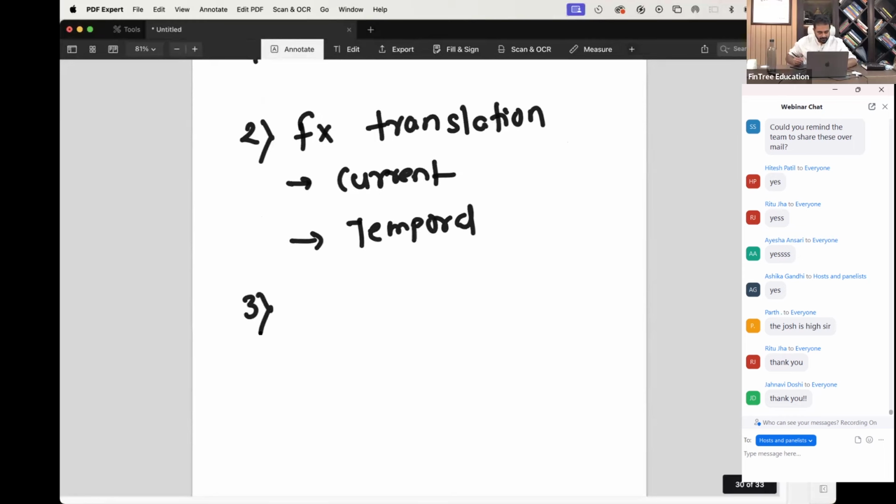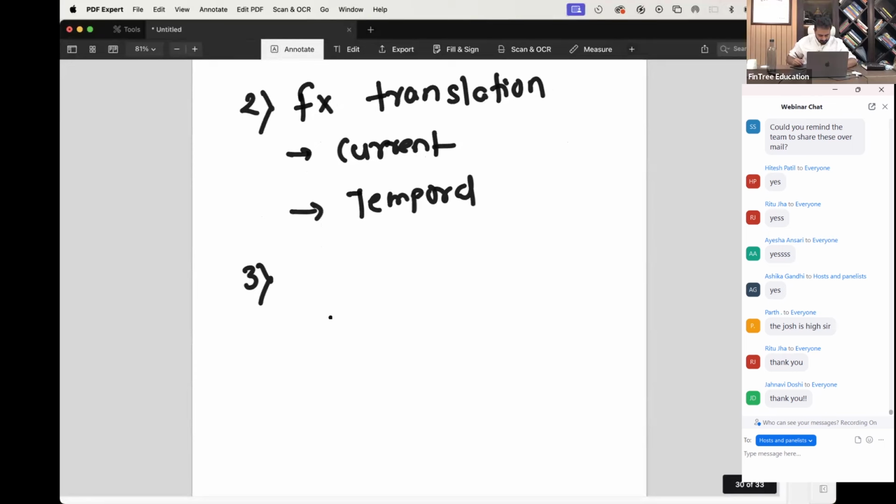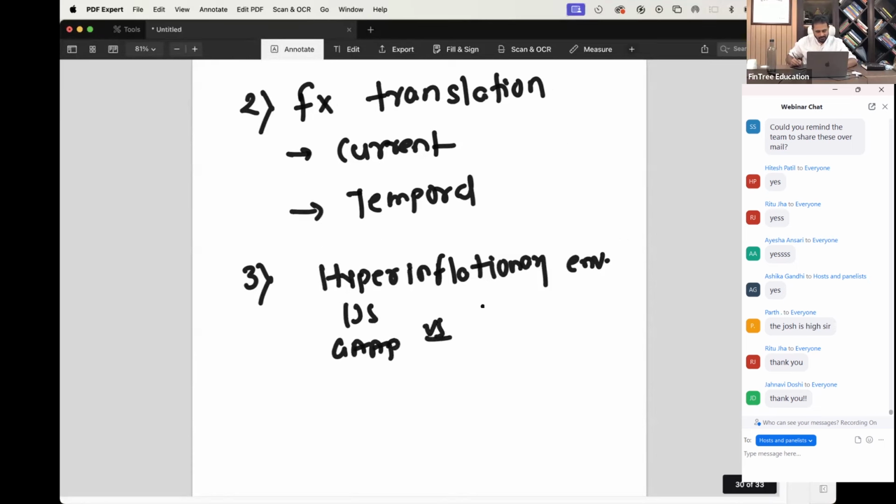Then number three, we will deal with the hyperinflationary environment. There is some US GAAP, IFRS controversy there, especially IFRS has been a little controversial in the accounting world. So we'll discuss a little bit about that.